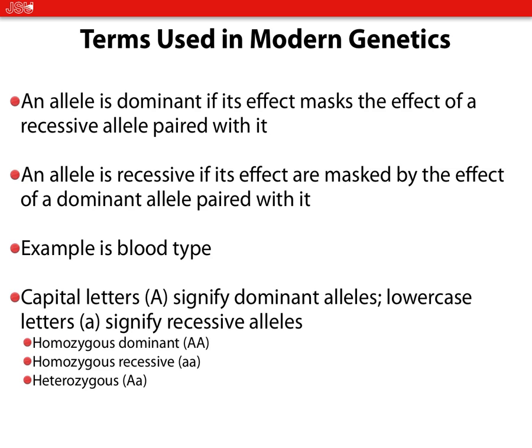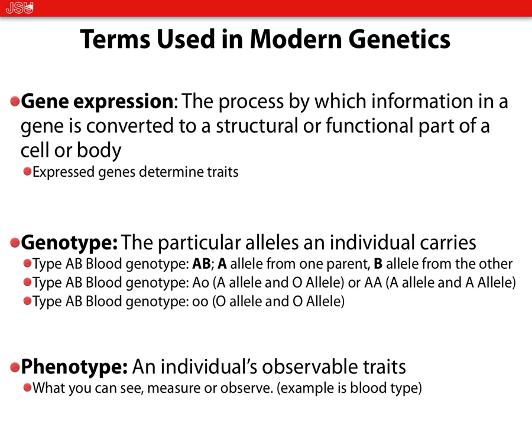Talking about this later, but I want you to know that convention at the bottom. That's important. A big letter, capital letter, represents a dominant allele in a pair. Lowercase represents a recessive allele in a pair. That's important to know. Gene expression, that's just how protein is made.